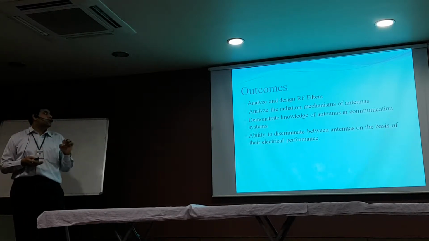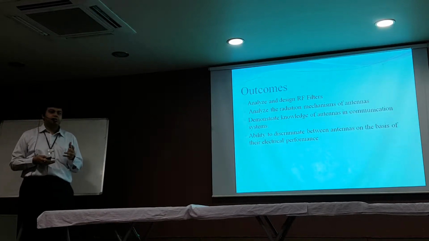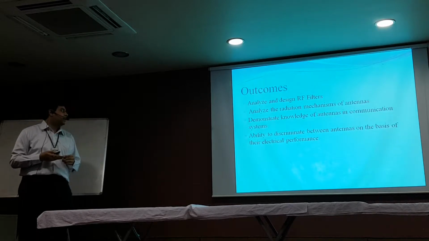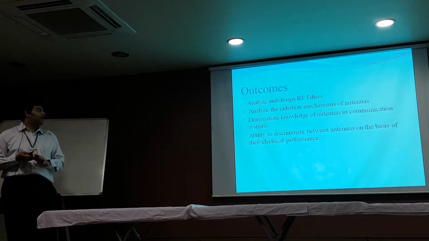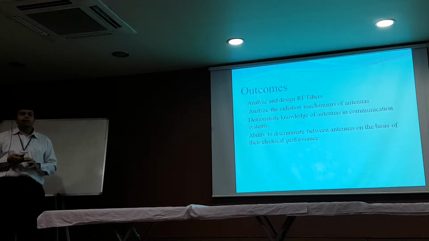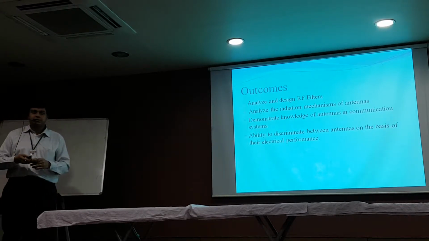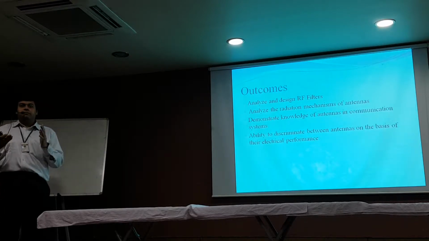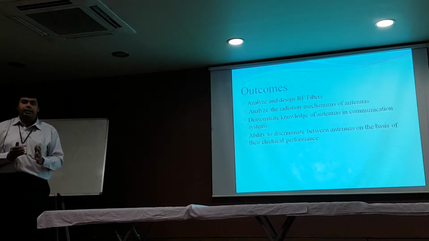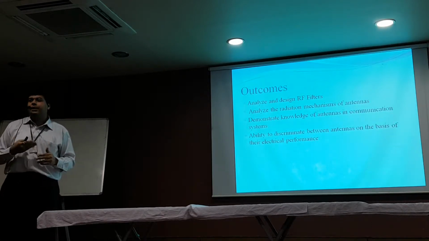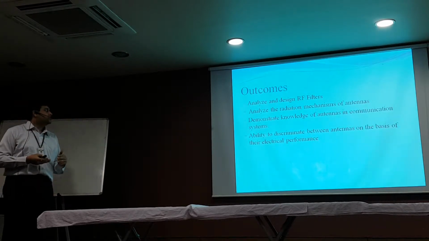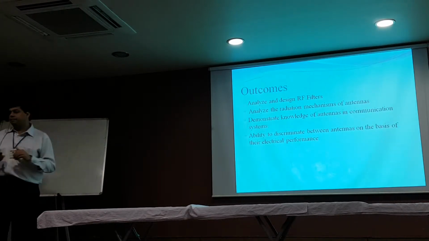Then demonstrate the knowledge of antennas in communication systems, how in wireless communication they can use the antennae. And the ability to discriminate the antenna on the basis of their electrical performance. As we know, an antenna can have a physical structure and we can say that it is a particular antenna based on its structure, loop antenna or some other antenna. However, there will be electrical parameters also, electrical properties of the antennas, based on which it will be discriminated.